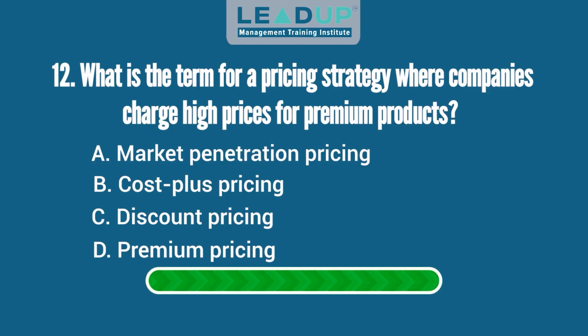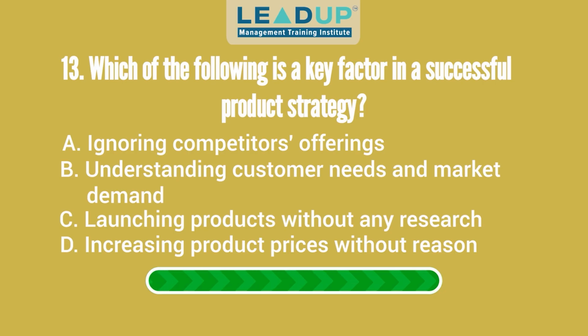Question 12. What is the term for a pricing strategy where companies charge high prices for premium products? A. Market penetration pricing. B. Cost plus pricing. C. Discount pricing. And D. Premium pricing. Answer: premium pricing.